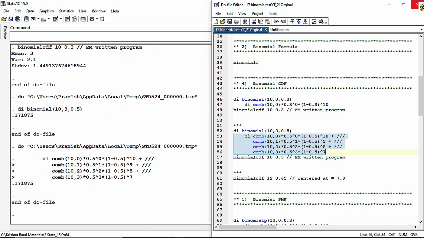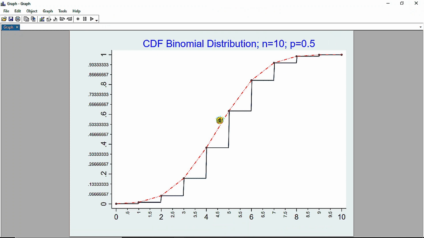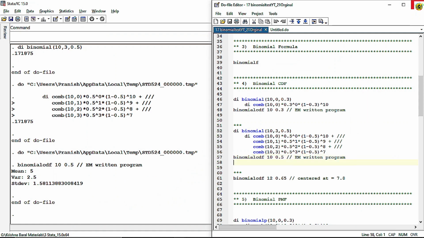So it should be 17.18%. That's fine. And let us see it by the help of a graph. Again, binomial CDF is a user written program, and for 3 or less successes, it should be 17.18%, which is what we get over here. And we can always provide any other inputs.